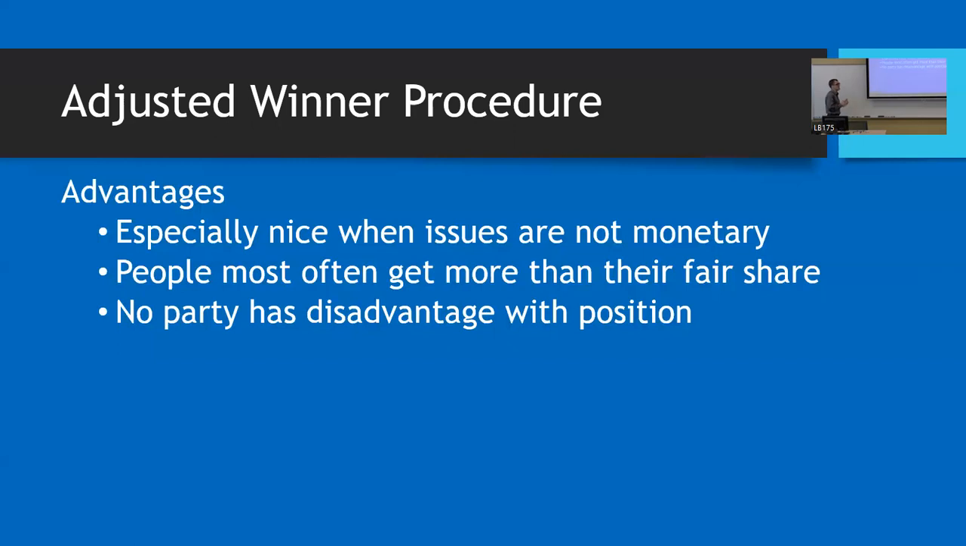Notice none of those are really monetary issues, but if we list them all down, we could give a number of points to how much do you care about this? If I cared a lot about the name of the company, but I didn't care so much about where we're located, well, I could give more points to the name and less points to the location. Does that make sense? So this procedure works even when we're not talking about dividing out physical goods. All right.